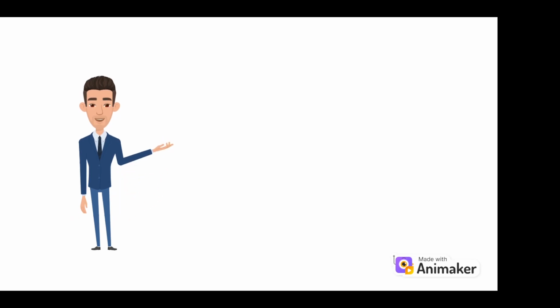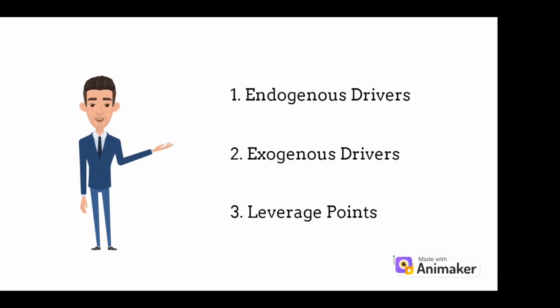A causal loop diagram aids in visualizing the interactions between different variables in a system. It has endogenous drivers, exogenous drivers, and leverage points which influence the output of the system.